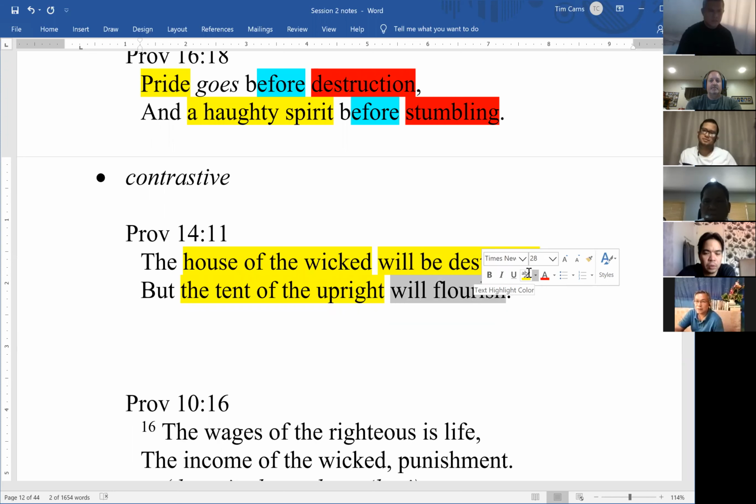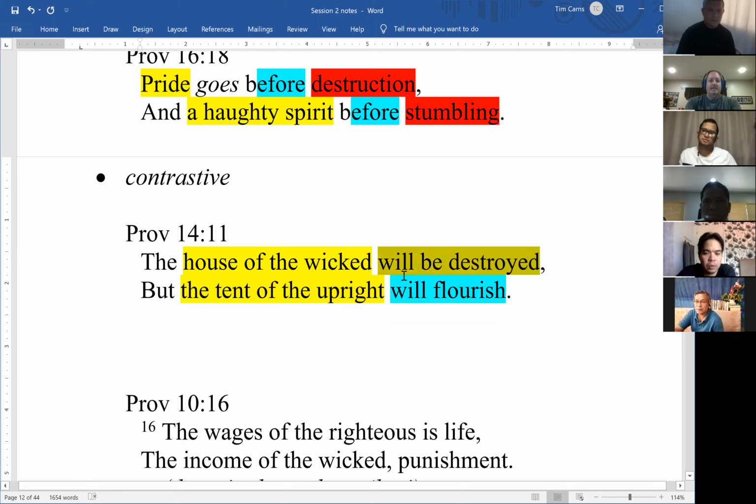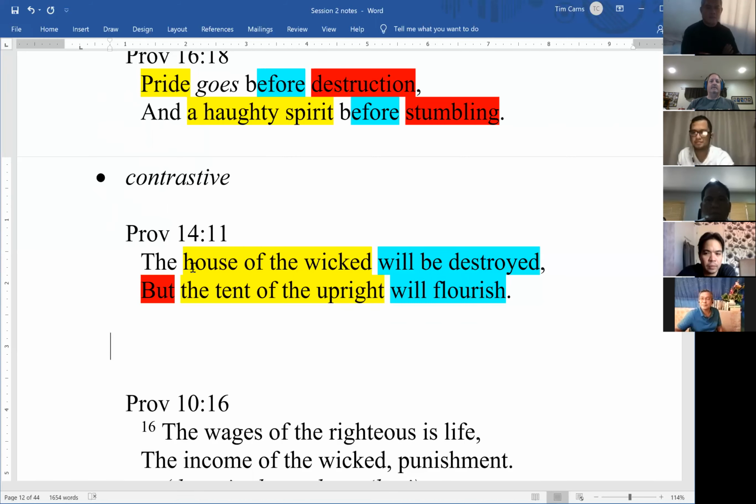Okay, to will be destroyed. And then we also have over here the word but. Okay, so notice the parallel nature here: house of the wicked, tent of the upright. And then will be destroyed, will flourish. Both of those are opposite to each other. So this is a contrastive parallelism. The author intentionally is contrasting two things, and he's doing it in a similar way.